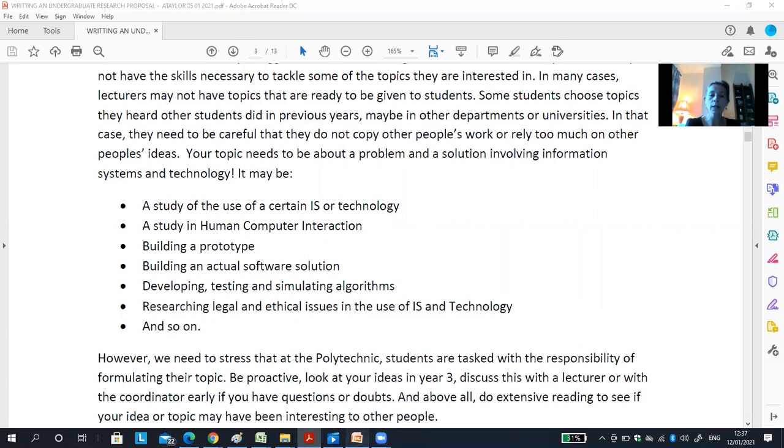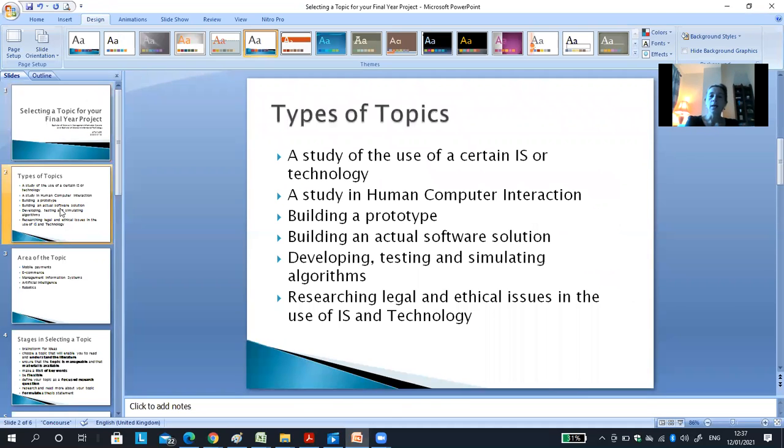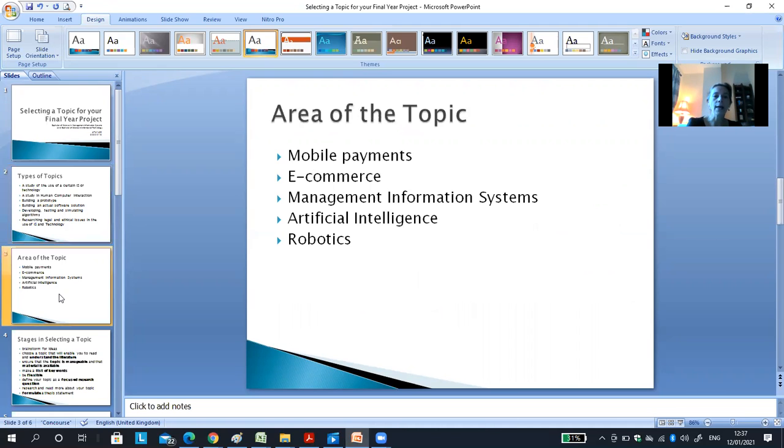So how do you typically choose a topic? So I have a little PowerPoint for you. Okay. Well, the types of topics we've already discussed, the kind of topics that you should be looking at. You need to know the area. Which area does your topic fall into? Can you write down the area right now? And is that a recognized area? Other people have done research in that area.